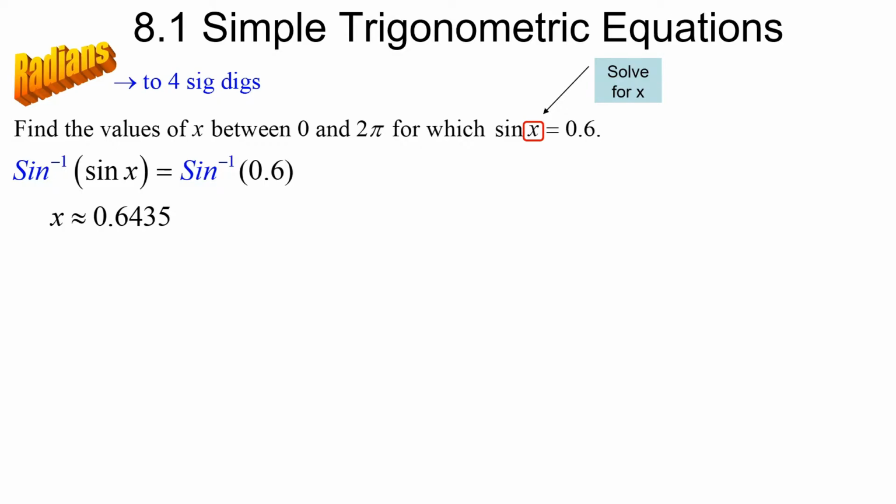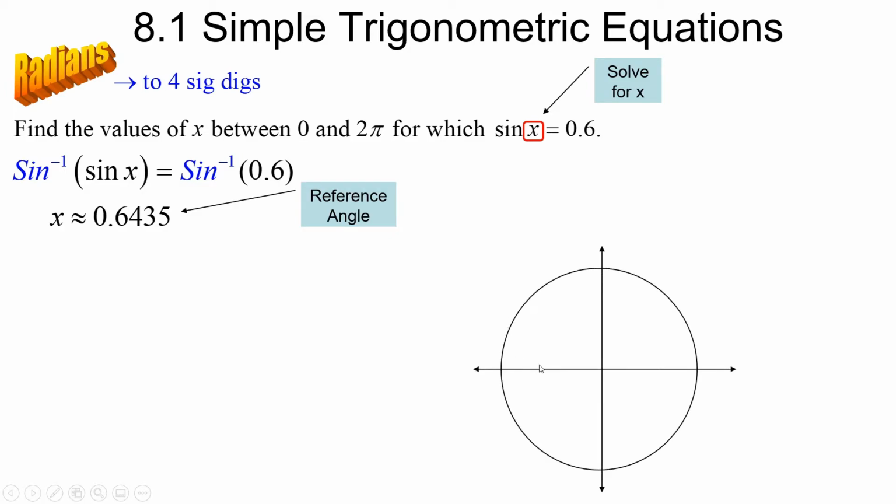Now, is that the only angle between 0 and 2 pi for which the simple trigonometric function sine of x equals 0.6 is true? You guys know better than that. That's just our reference angle. That is our quadrant 1 angle. So let's go back to our unit circle. And this does not have to be exact, but let's throw a quadrant 1 angle into this picture, and we're going to tell the world that that is 0.6435 radians.